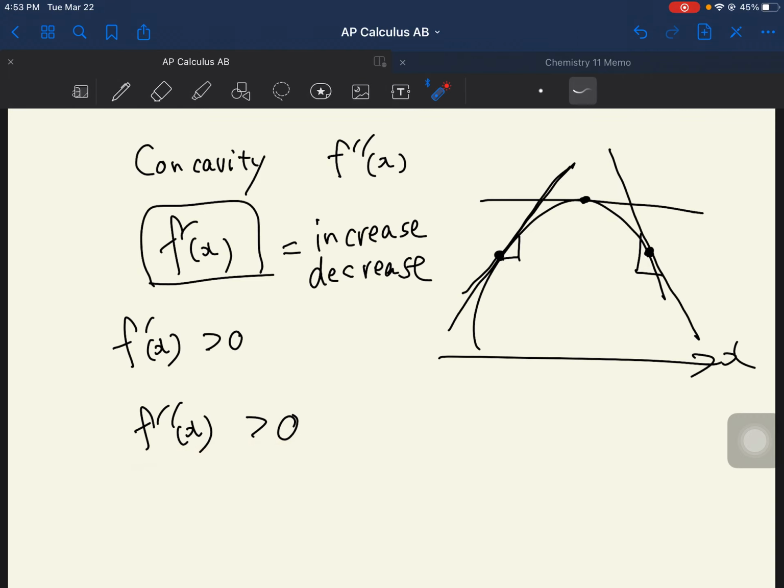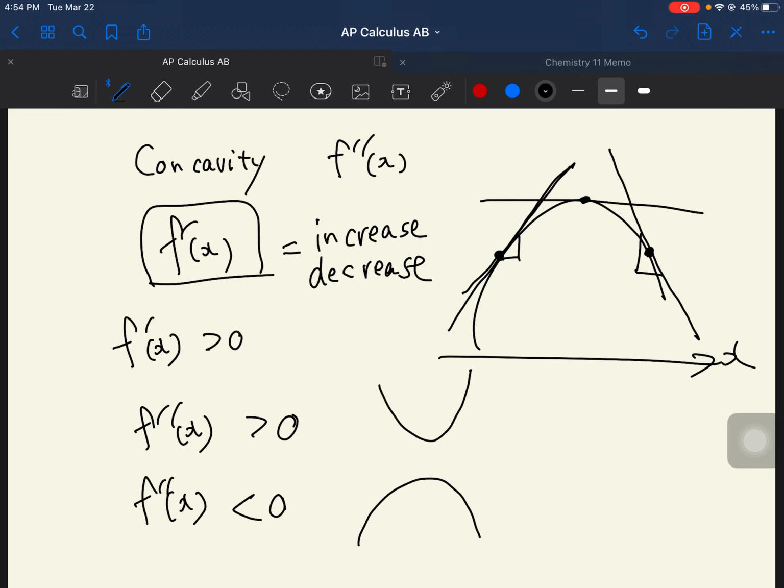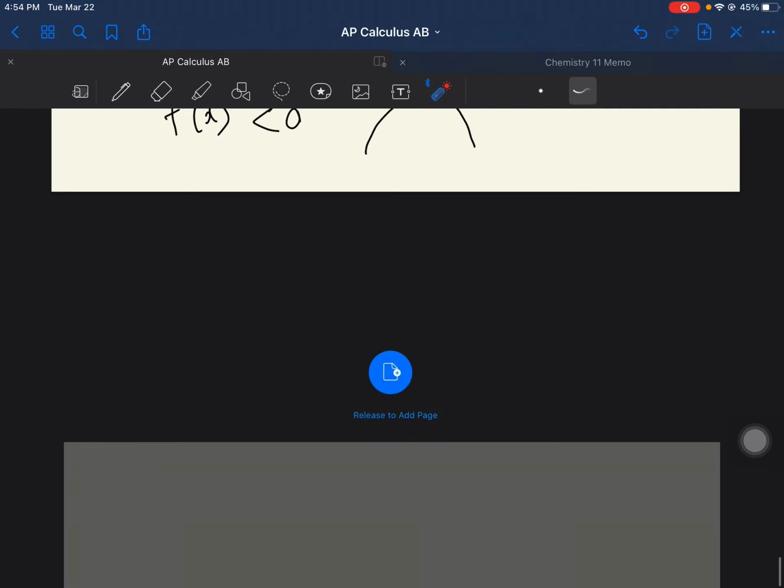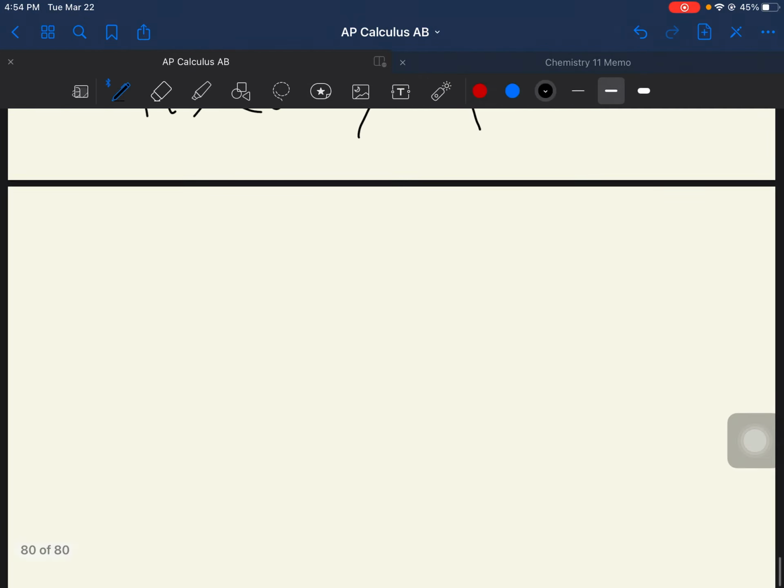So the second derivative shows the shape of the graph actually. If it's negative, the graph is going to be like this. And if it's positive, the graph is going to be like this, because the slope is increasing like this. Yes. So let me summarize it again.